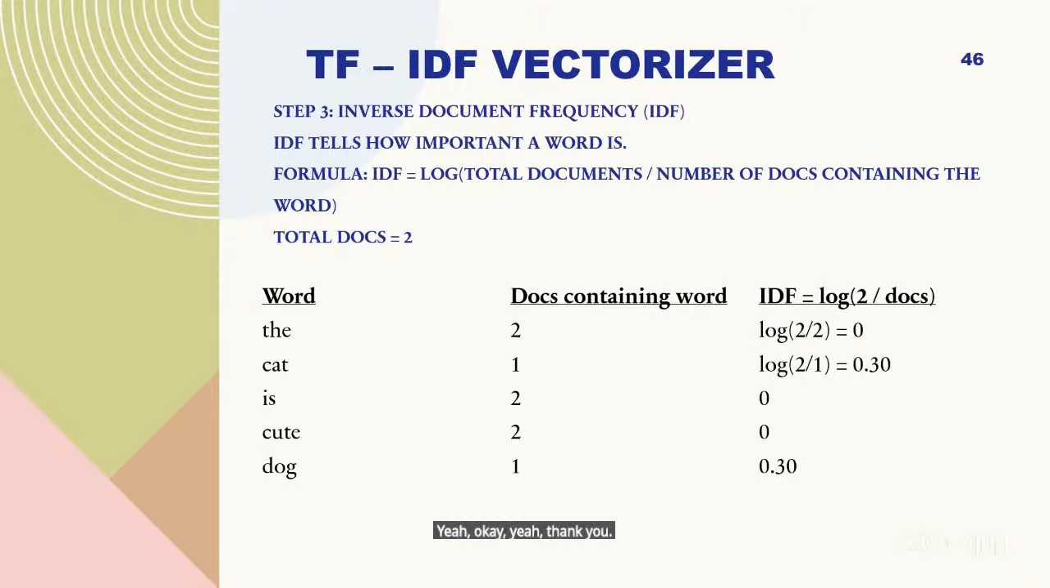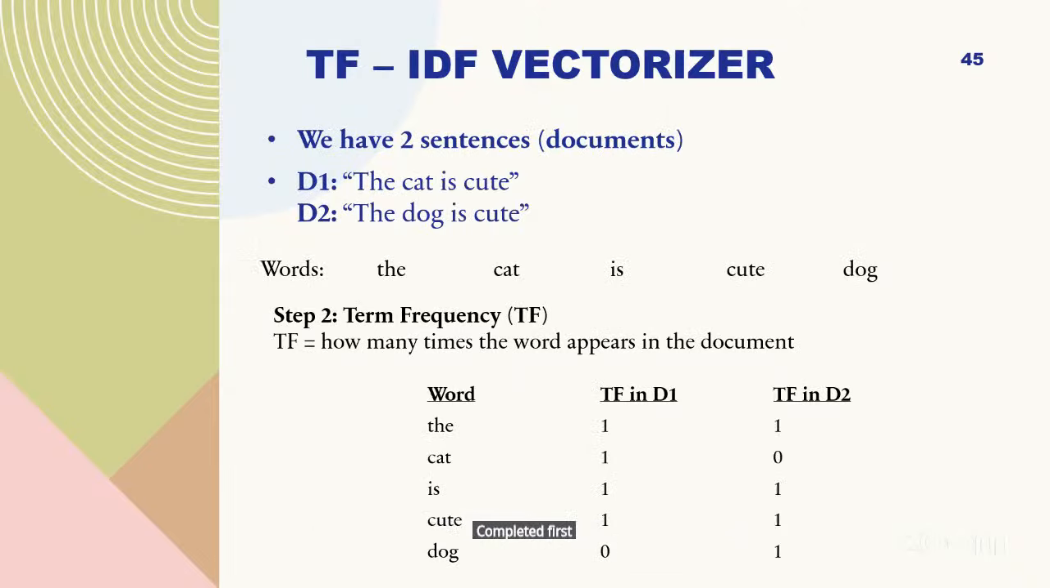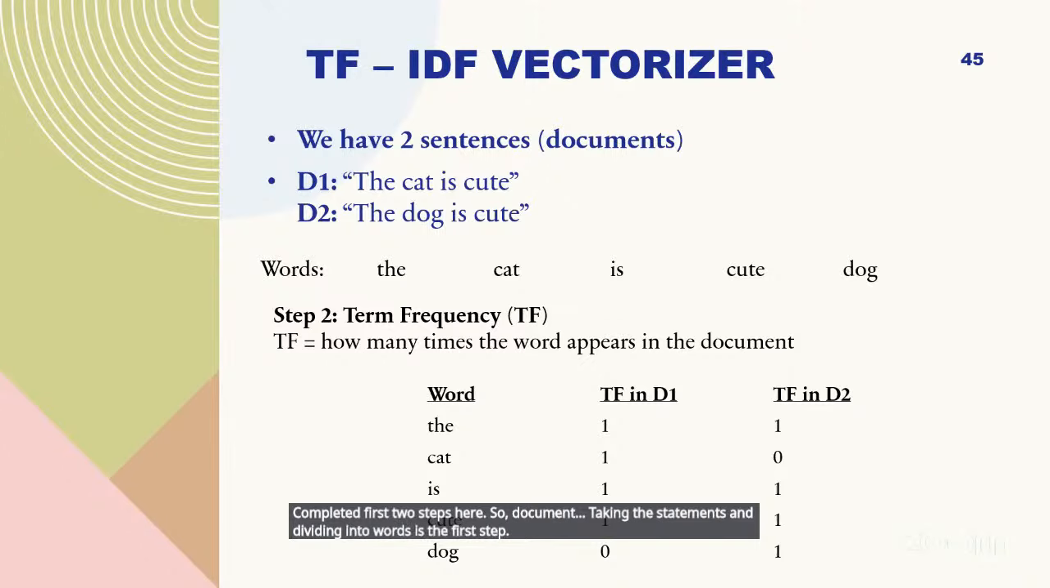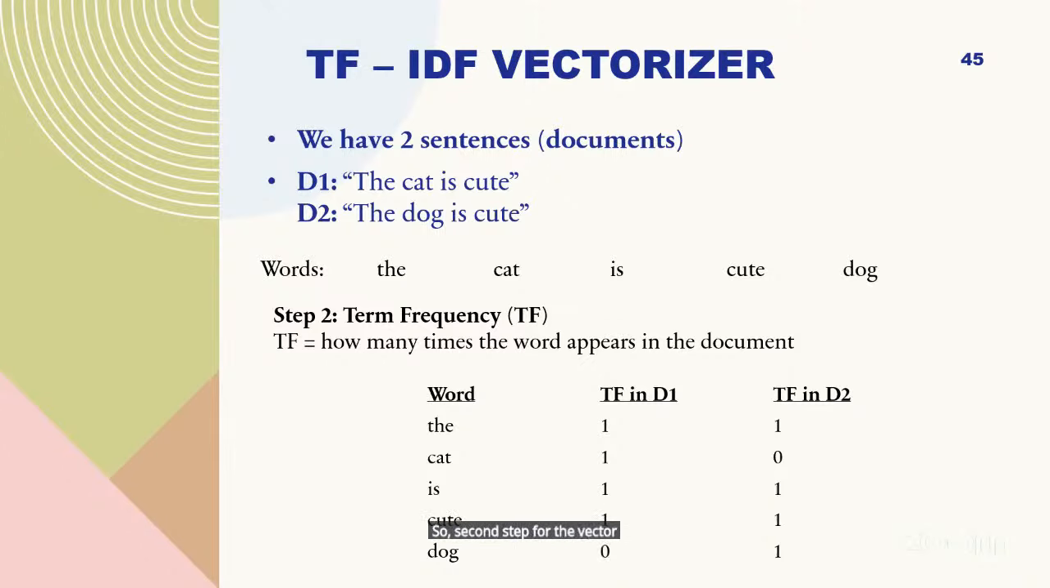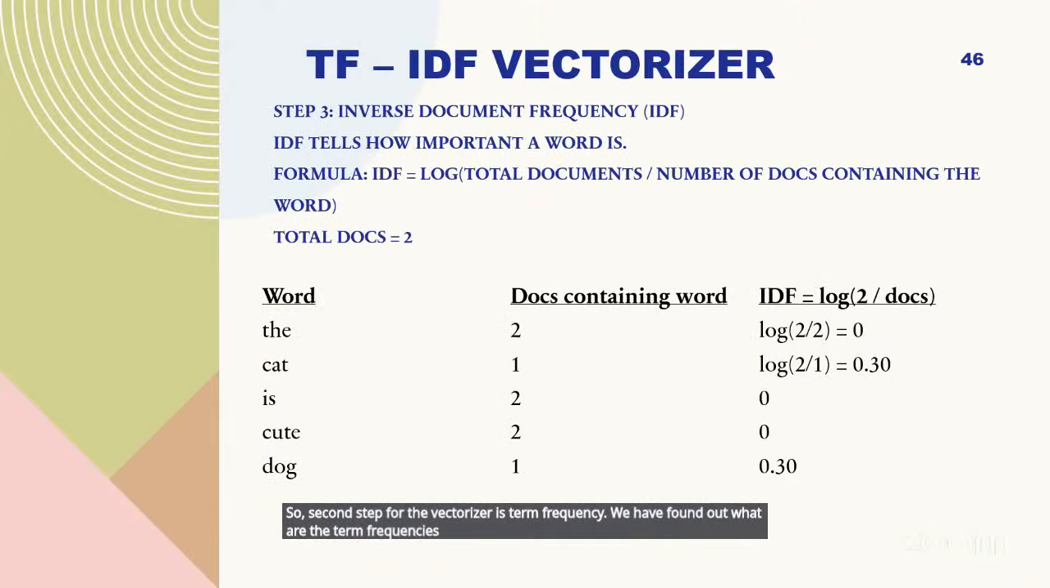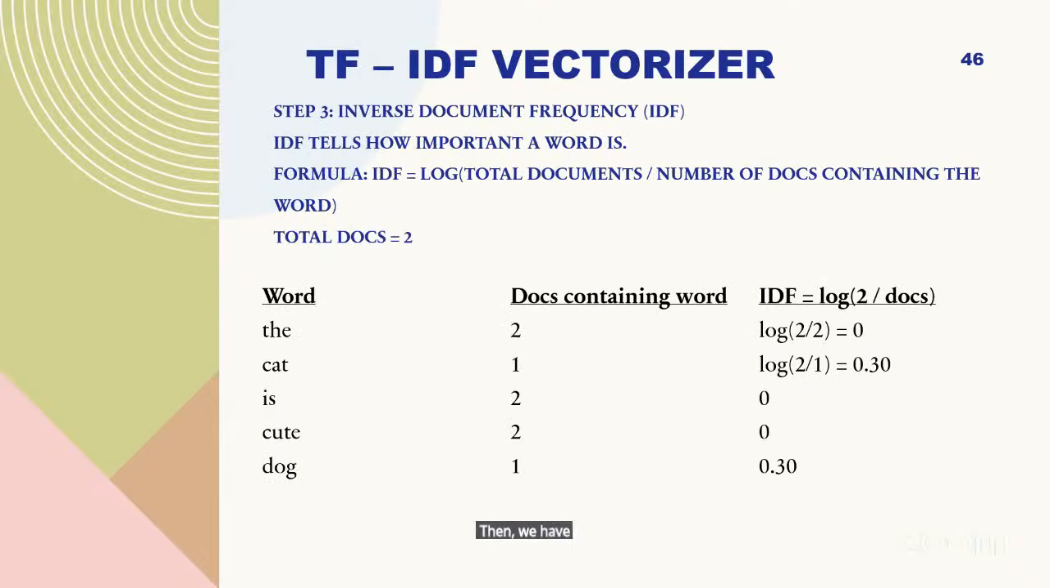Okay. So inverse document frequency, IDF. That is the third step. We have completed the first two steps here. So taking the statements and dividing them into words is the first step. The second step for the vectorizer is term frequency. We have found out what the term frequencies are in both the documents. Then we have step 3, a very important step, that is inverse document frequency.